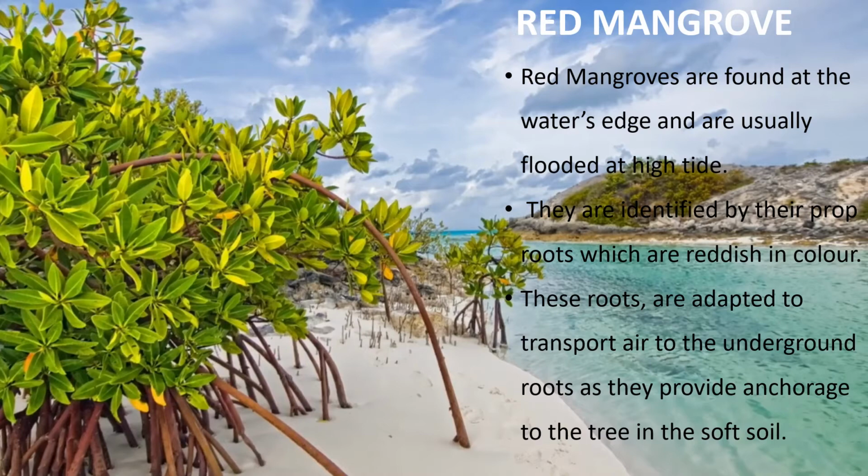First, we look at red mangroves. These are found on the relatively flat areas of the coastal zone. They are found at the water's edge and are usually flooded at high tide. They are easily identified by their tall arching roots called prop roots, which extend from the trunk of the plant. These roots are reddish in color, thus the name red mangrove, and they are adapted to air transport by underground roots which are covered with water, and these provide extra support to anchor the tree in soft soil.